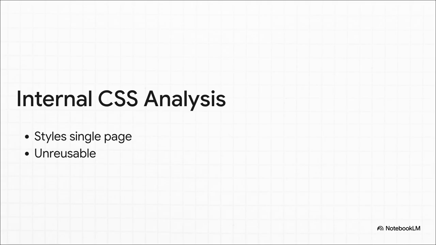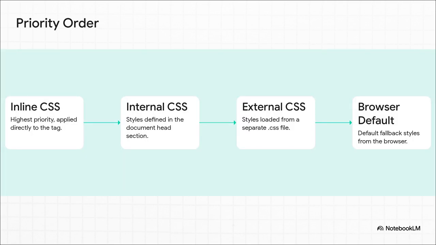But we do have to keep the limitations in mind. These styles are trapped on this one specific HTML page. If you go back to that 50-page website scenario, you can't easily reuse this internal style sheet across the other 49 pages. Plus, dumping massive amounts of CSS into the head does increase the overall file size of that specific HTML document. Okay, let's pull all of this together into one ultimate priority checklist for the CSS cascade.